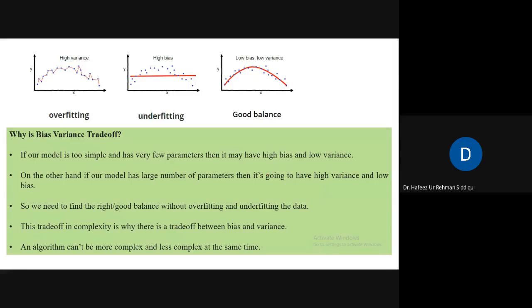So overfitting means that on the training data, it goes to each data point. While in training, it passes through every data point. In underfitting, it just trains on some of the data. While a good balance is this. This is the good balance.